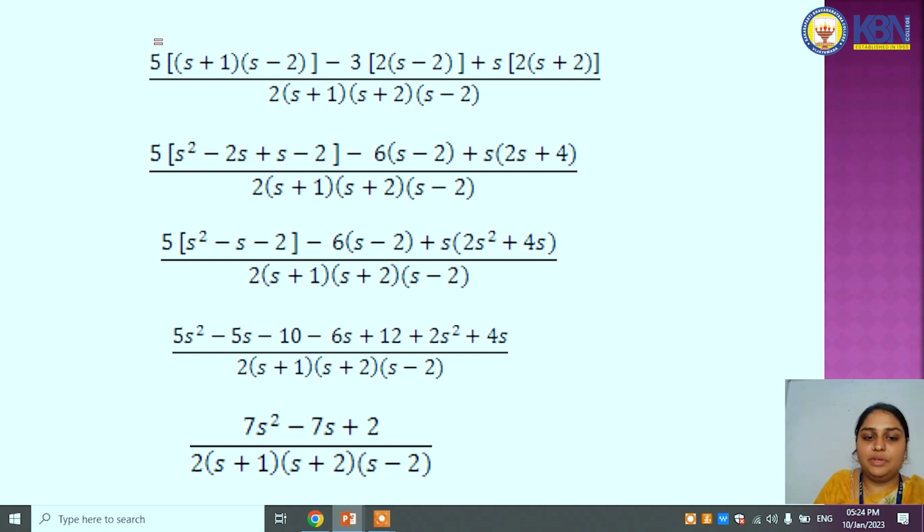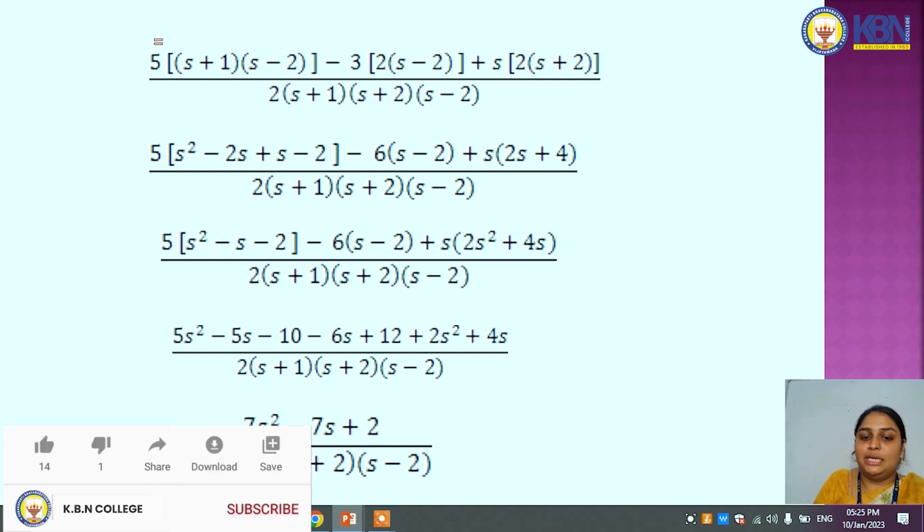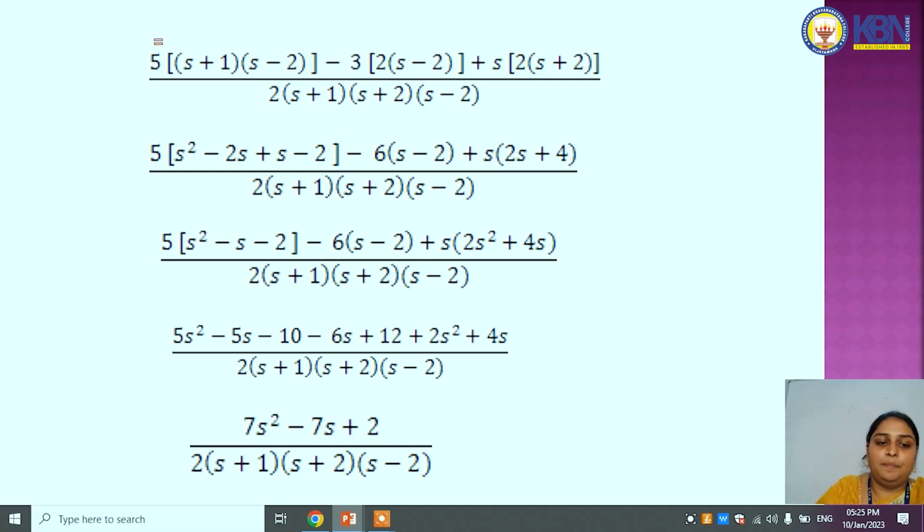Now here we have 6 into s minus 2, that is 6s minus 6 into minus 2, that is plus 12, plus s into 2s plus 4, that is 2s square plus 4s. And the denominator is 2 into s plus 1 by s plus 2 into s minus 2. Then now compare the terms and add the algebraic expressions in the term.